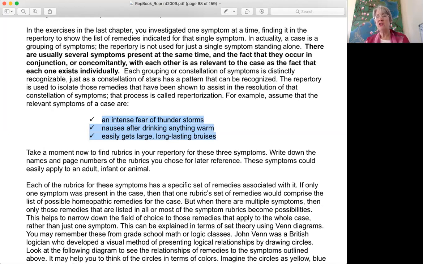The next one is nausea after drinking something warm. What section are we going to be looking for that?